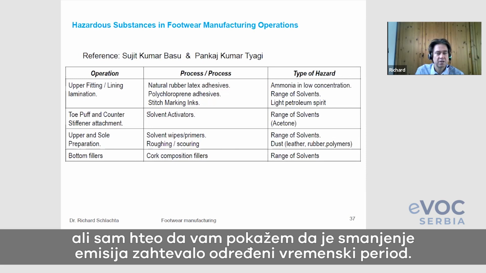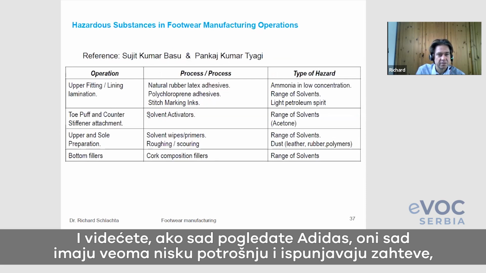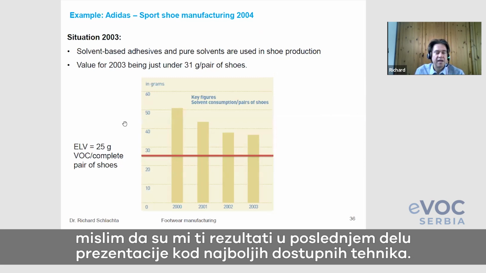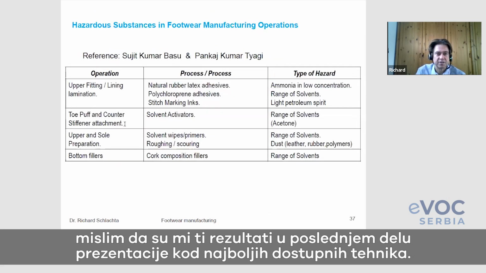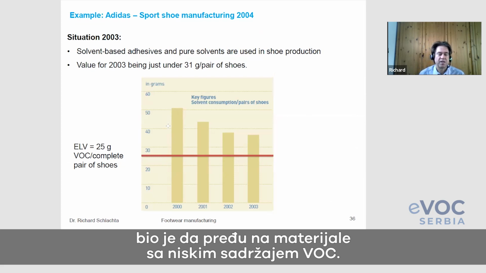sheet. Where is it? Normally it's missing here. But if you look now at Adidas, you will see Adidas is now, of course, complying and has a very low consumption. Probably it's in the final presentation under BITs. But I only want to tell you that the way to comply with the solvent directive for the footwear manufacturer was to change to low VOC materials. That's the best way.